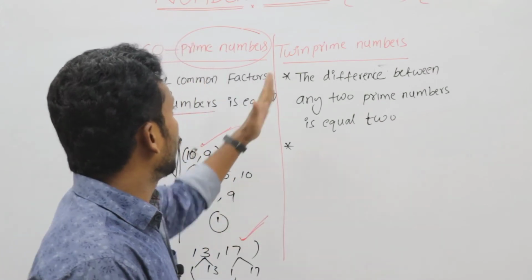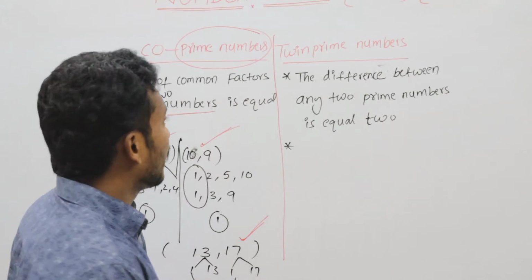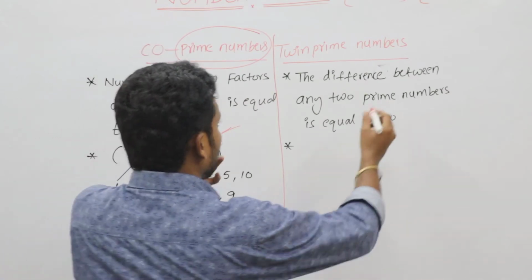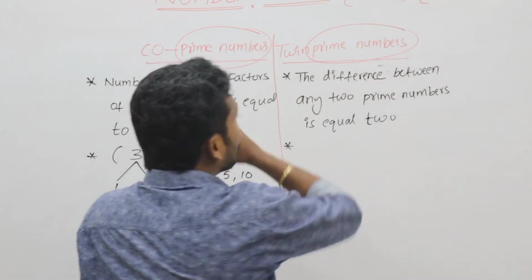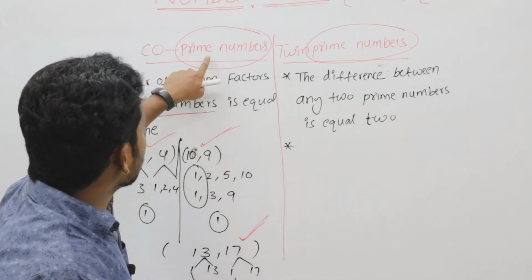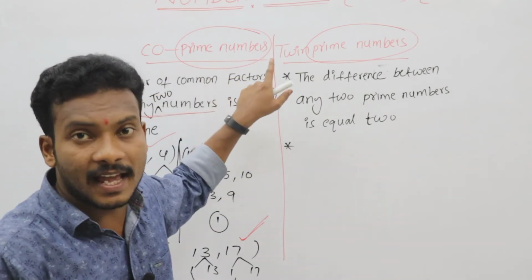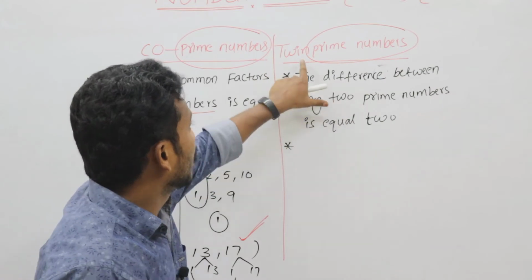Okay. Next, move to twin prime numbers. Now, the numbers themselves are prime numbers. Here also they are prime numbers, but we cannot take them as a plain prime number. But here, look at twin prime numbers.